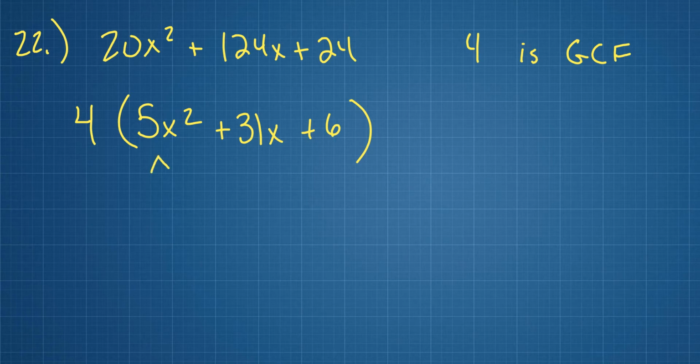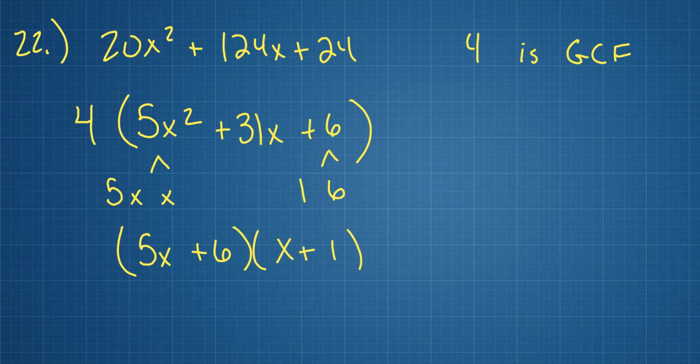So now I do inside the parentheses just like I've done before. How do I get 5x squared? 5x and x. How do I get 6? 1 and 6. I'm going to guess 5x plus 6, x plus 1.